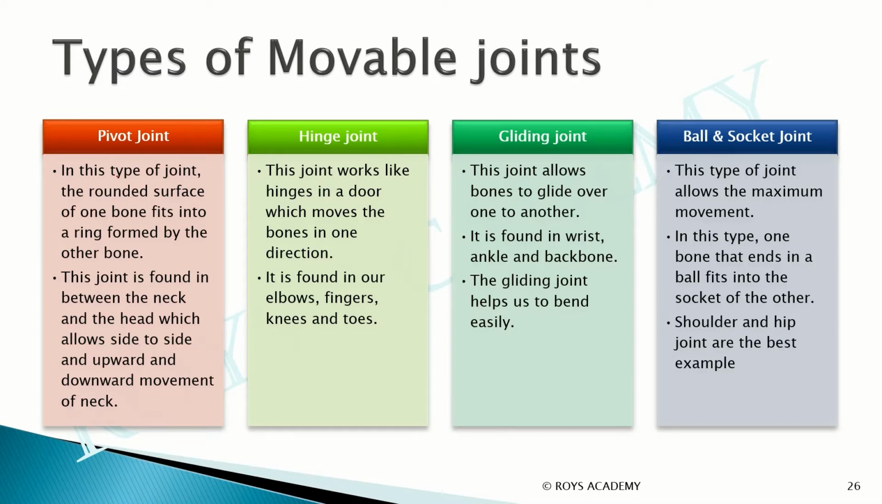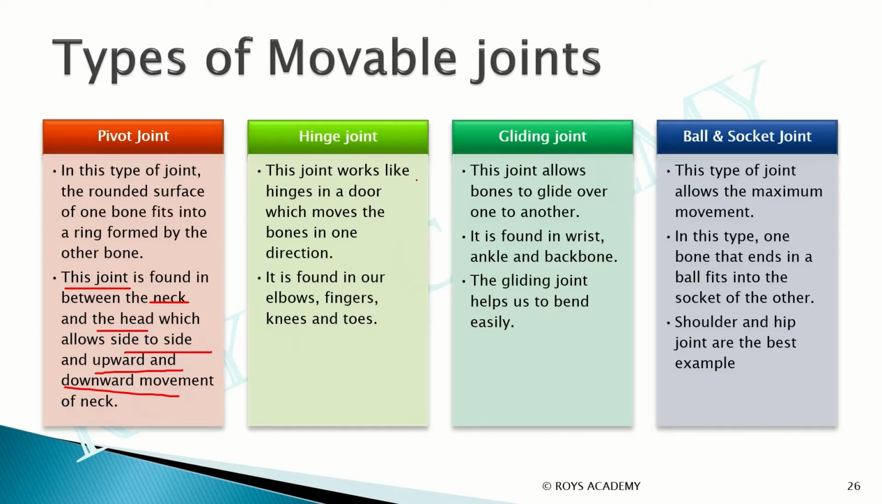Pivot joint. In this type of joint, the rounded surface of one bone fits into a ring formed by the other bone. This joint is found between the neck and the head, which allows side to side and upward and downward movement of the neck. Where is it found? It is found between the neck and the head.